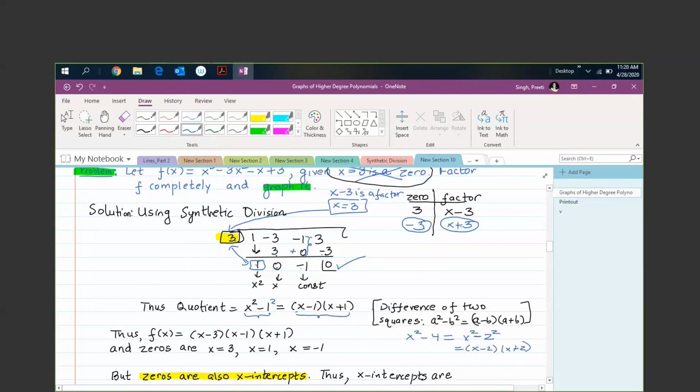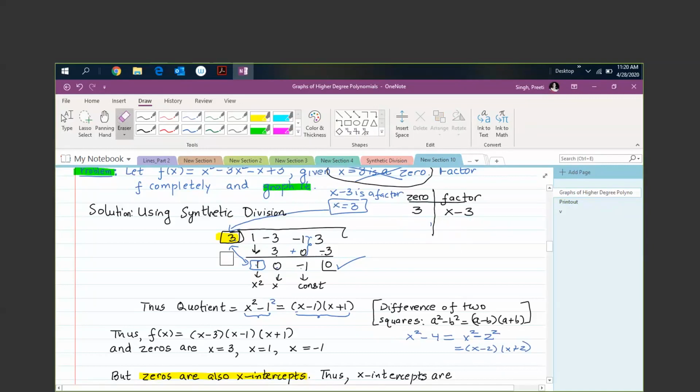Now, there could be other techniques to factor. If you want, I can tell them. But this is the easiest way to see that x squared minus 1 is x minus 1, x plus 1. So I have three factors now. Let me erase this first.